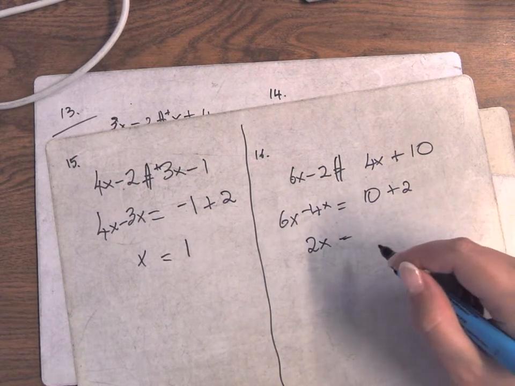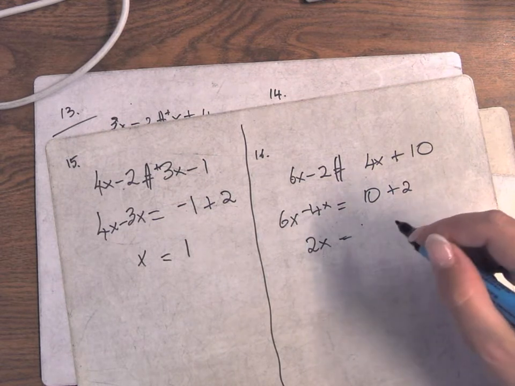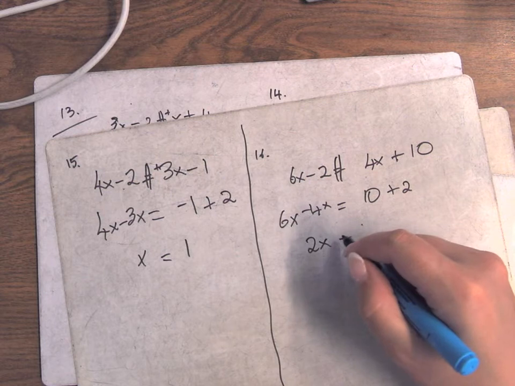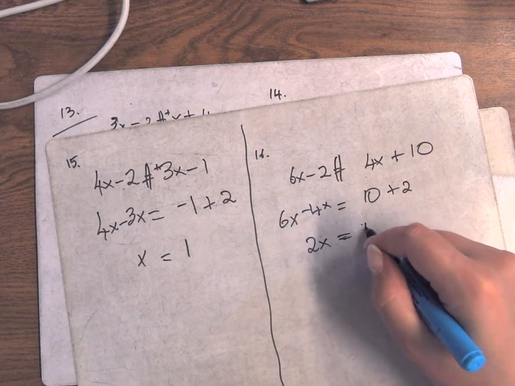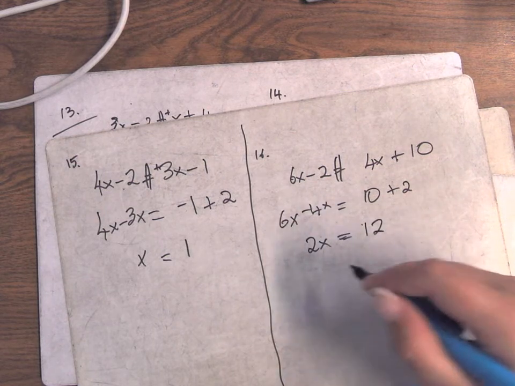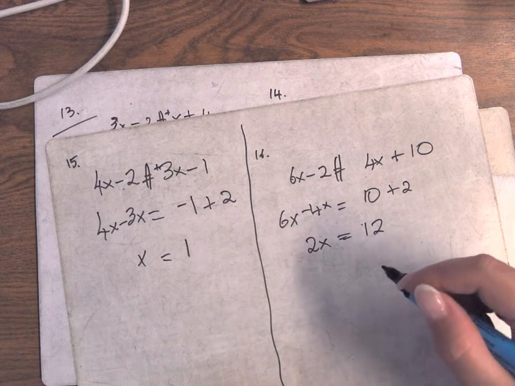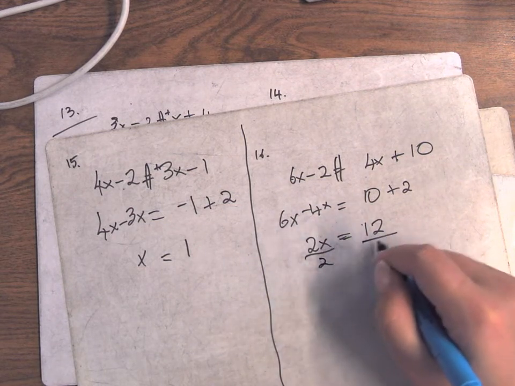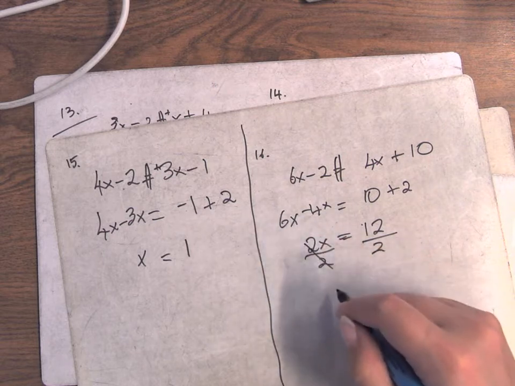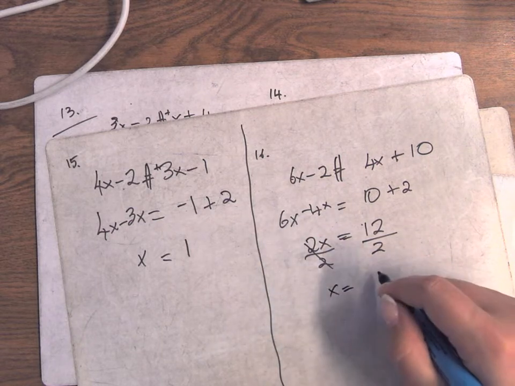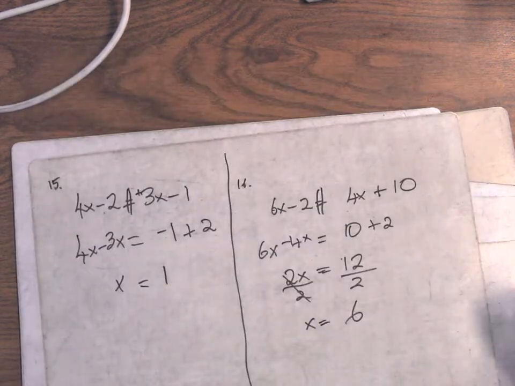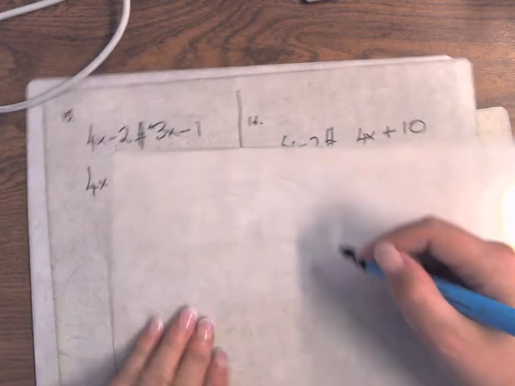What'll I do with them? Or 10 plus 2. Sure, I just said the answer. Sorry. 10 plus 2 will give me 12. Yeah. And then what'll I do with that 2 that's stuck to the x? Divide each side by 2. And the 2's cancel and you're left with x is equal to 6. Okay? Is that right? 17 is next.